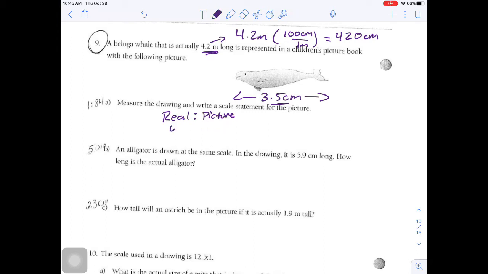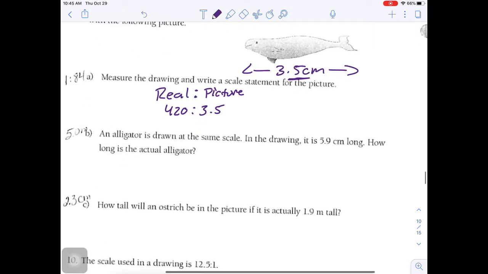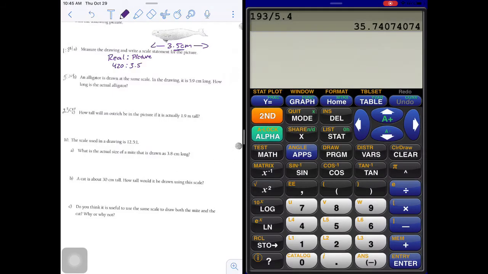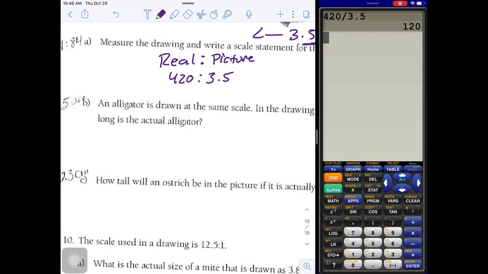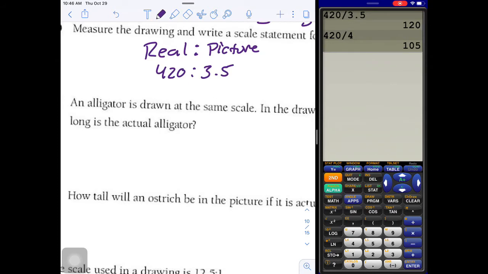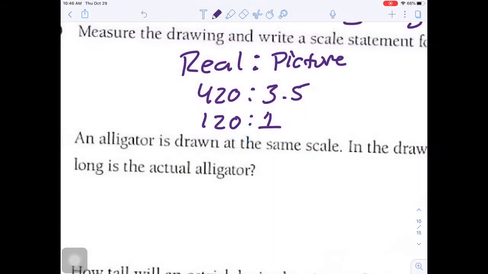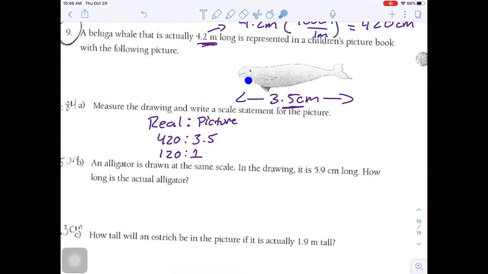So here will be 420 to 3.5, and let's see how accurate I was here. So I'm going to take 420 and divide it by 3.5, and that'll give me 120. So it looks like I was a little off in my calculations. Let's do 420 divided by 4. Okay, so roughly 120 to 1 units. Obviously, I didn't use a ruler, so my estimating skills didn't work very well. That must be a little bit larger than 3.5 centimeters.